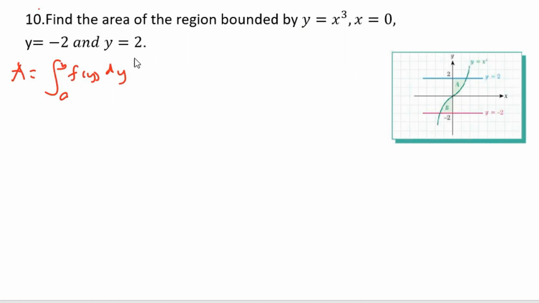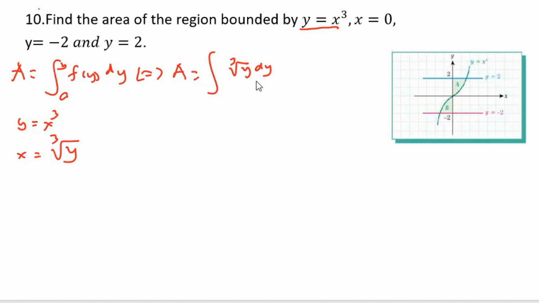Then solving this one, y is equal to x cubed, we need to solve for x in terms of y. So we have y is equal to x cubed. And then to solve for x, we need to take the cube root of both sides. Therefore, x is equal to the cube root of y. Now we are going to write the formula. For the area, we have the area is equal to the integral of the cube root of y dy.